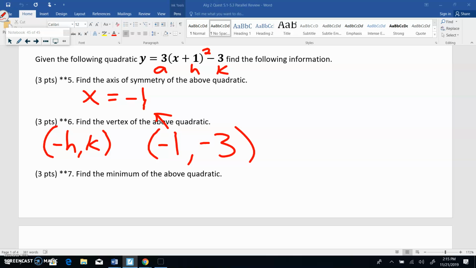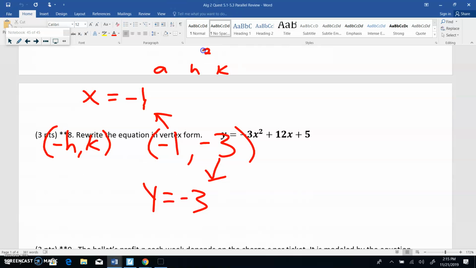The bottom question asks you for the minimum of the quadratic. Okay? The minimum is the y-coordinate of the vertex. So if you find the vertex, you actually get both of those answers. So you probably start with the vertex. Okay? Moving on past the first page here.